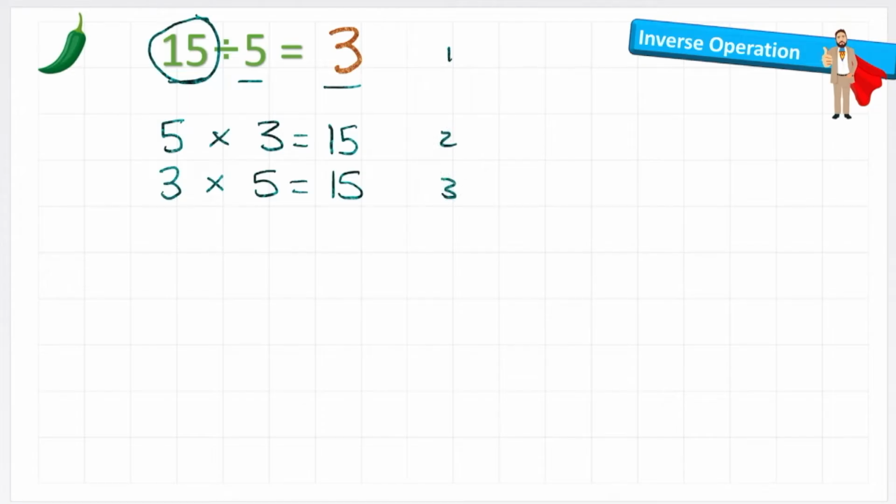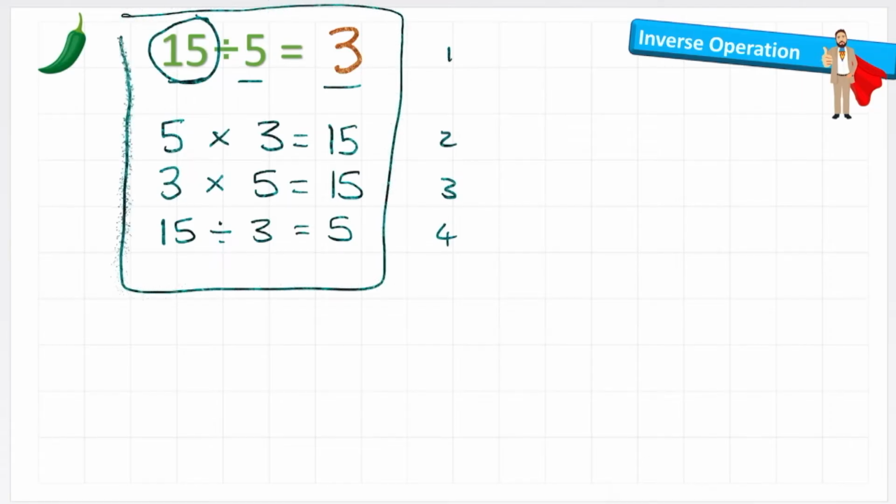Well, I can actually see another one. I can see another division question because I think that if I get my 15 at the start again, and this time I divide by 3, I'm going to get 5. So with the same set of numbers, I've actually managed to create 4 number sentences, and these 4 number sentences together are called the number family. And every question will have a number family, a different way of expressing the numbers using different operations. In this case, we have 2 multiplication and 2 division questions.